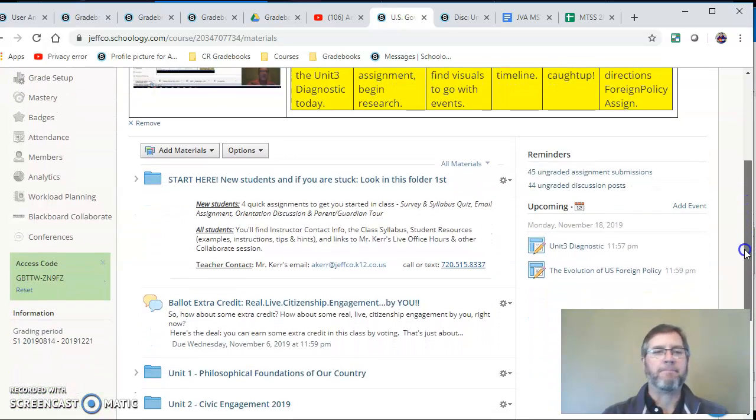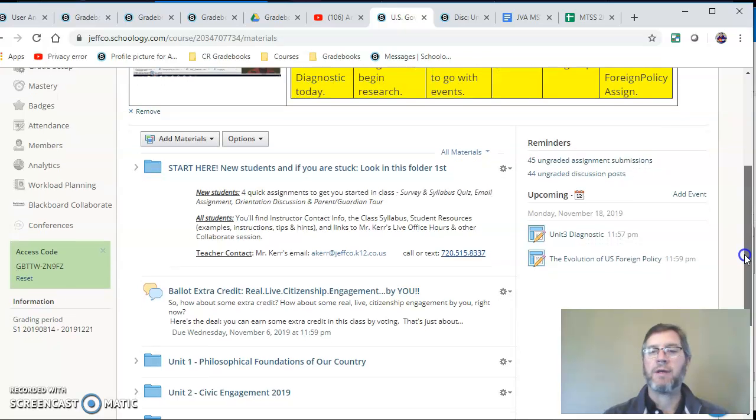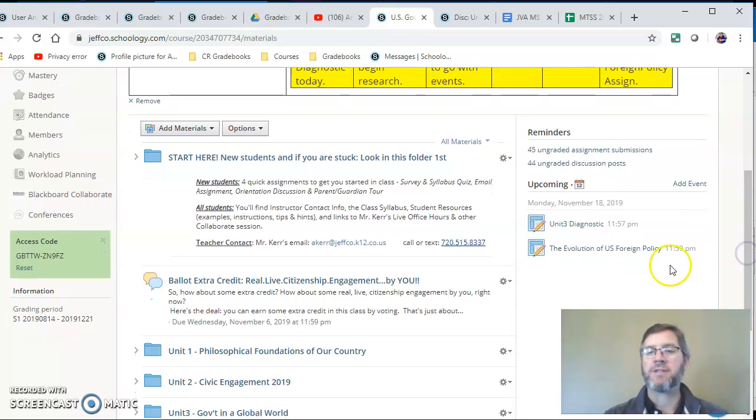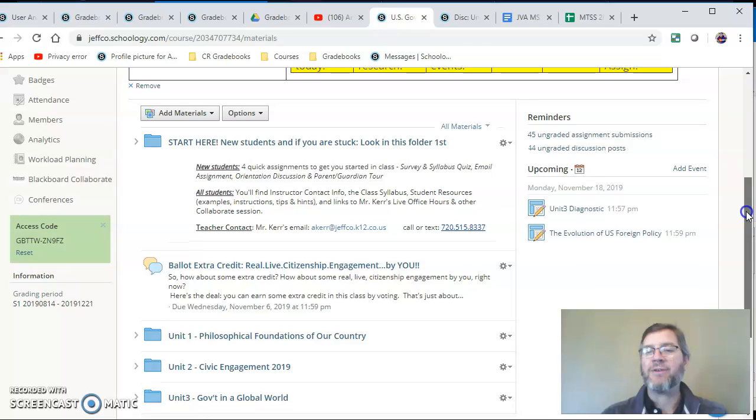So 2 assignments this week, no discussion board. We have the Unit 3 Diagnostic. And just like in the previous units, for the diagnostic, I'm just looking for maybe a well-written paragraph or 2 answering the prompt. Doesn't have to be a big, long essay, but it's got to be more than just a couple of sentences. And then the second assignment, the evolution of U.S. foreign policy. This is a timeline that you are doing. You are going to pick one other country from the list.